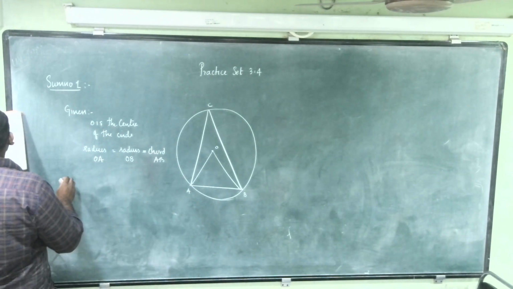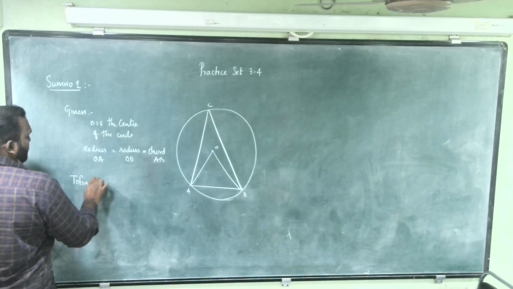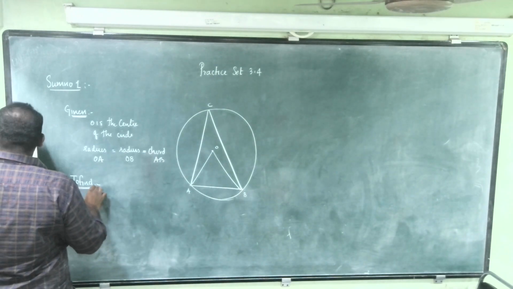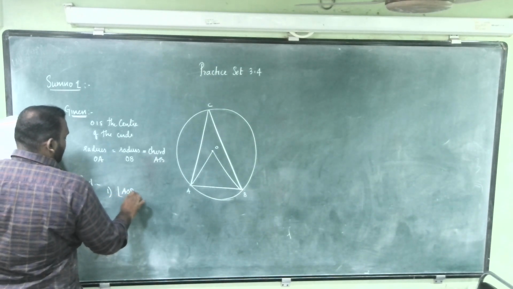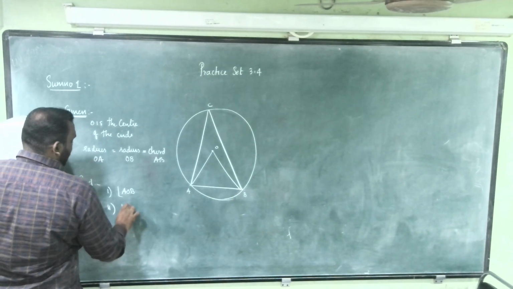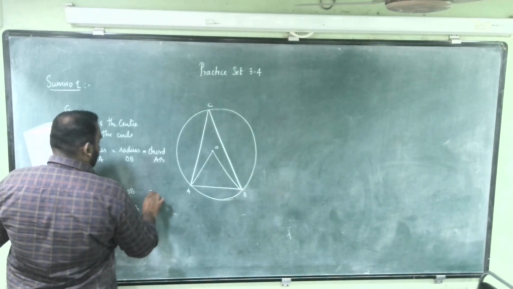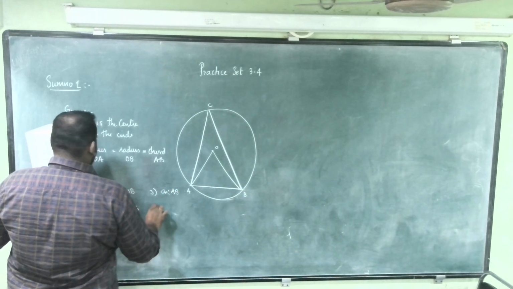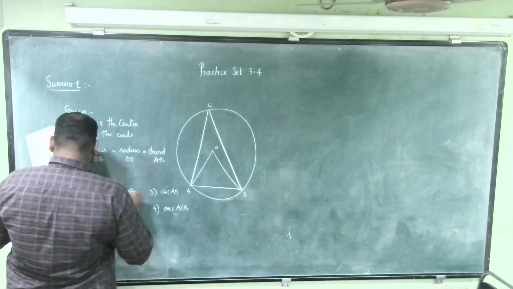Then you need to find the measures. First, measure of angle AOB. Second, angle ACB. Third, arc AB. And then fourth, arc ACB.